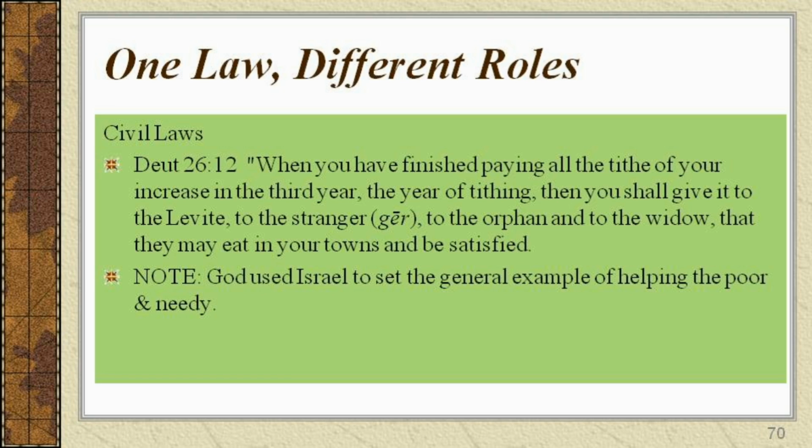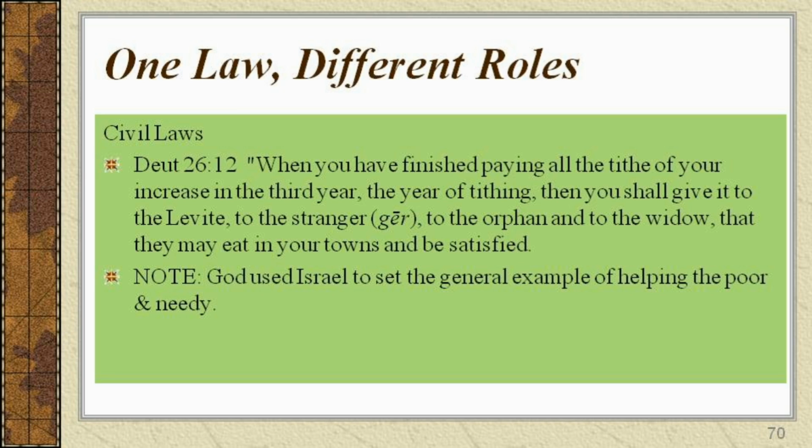So in addition to the gleanings, God established a social security fund to provide for those who could not support themselves. Once again, we see that the law of Moses was centuries ahead of its time in terms of social justice and humanitarian compassion. While this command applied specifically to the Israelites, God clearly used Israel to set a general example to all nations about helping the poor and needy.